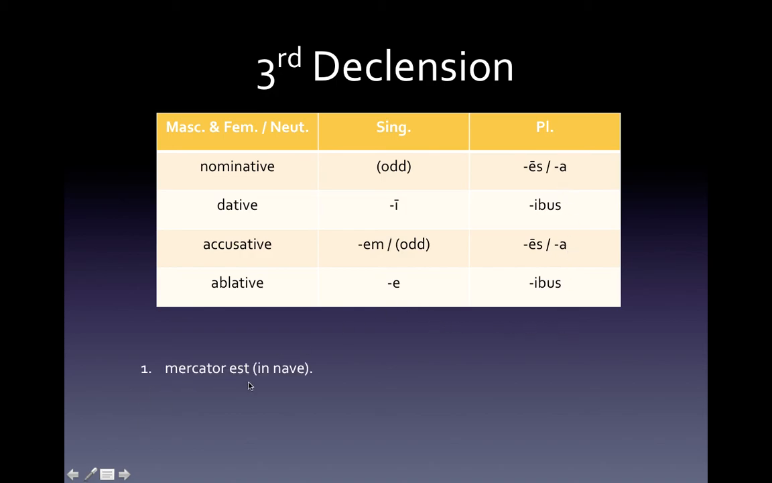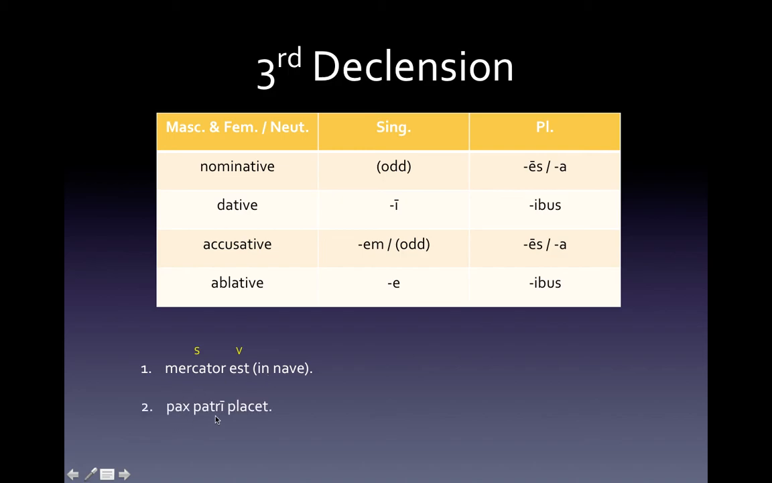All right. Mercator est in nave. Mercator is a subject because we know that it's the nominative singular. It ends in or. That goes in the odd box. Nothing else here ends in or, so we throw it in the odd box. So the merchant is in the ship.